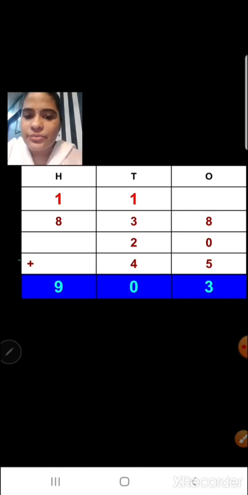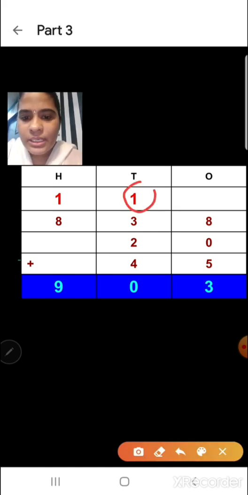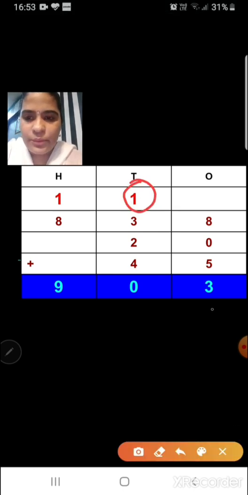In ones place, we have 8 plus 0 plus 5. 8 plus 0 is 8, plus 5 is 13. Children, I have got here 13, which is a 2-digit number. That means I have to carry over. While carry over, the first digit will go to the next place, which is in tens place. So 1 I have to write in tens place and 3 I will write in ones place.